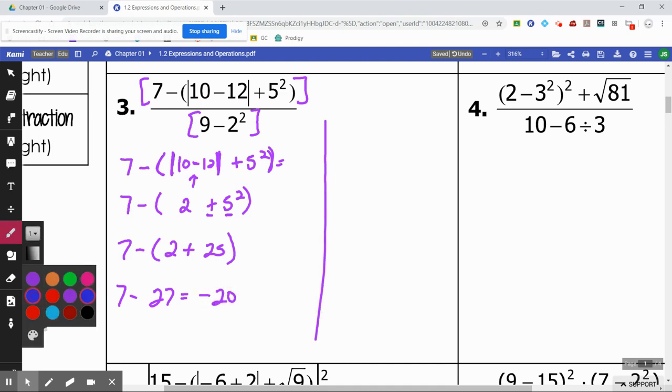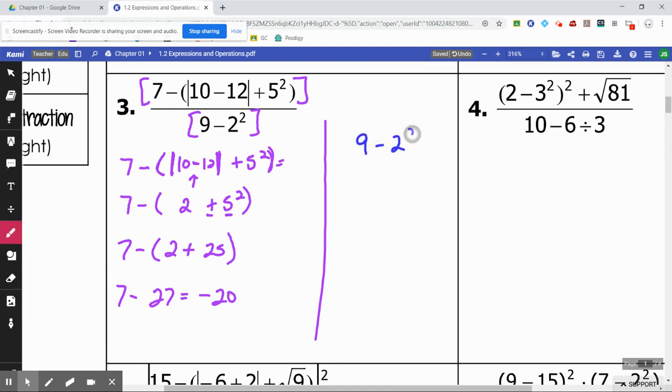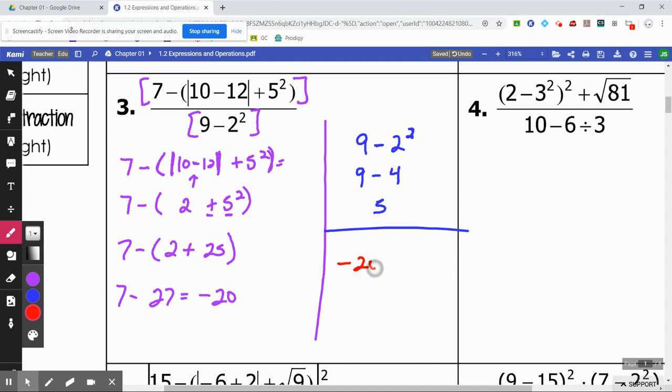Let me change colors here. On bottom, you have 9 minus 2 to the second power. Exponents come before subtraction, so that'd be 9 minus 2 to the second power is 4, which is 5. So the bottom is equal to 5. So the top was negative 20. The bottom was equal to 5. Now we can actually combine the two. Negative 20 divided by 5. Negative divided by positive is a negative. 20 divided by 5 is 4.